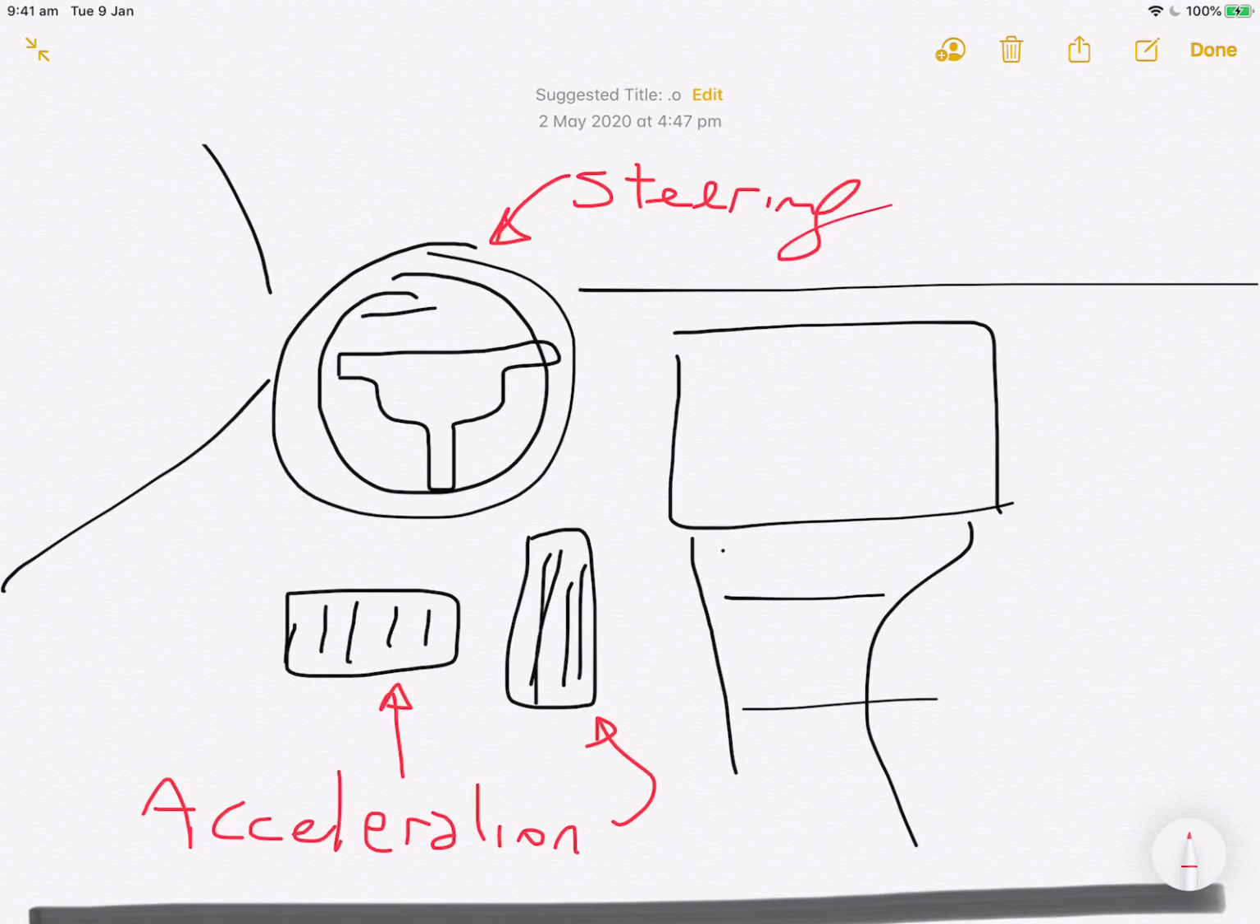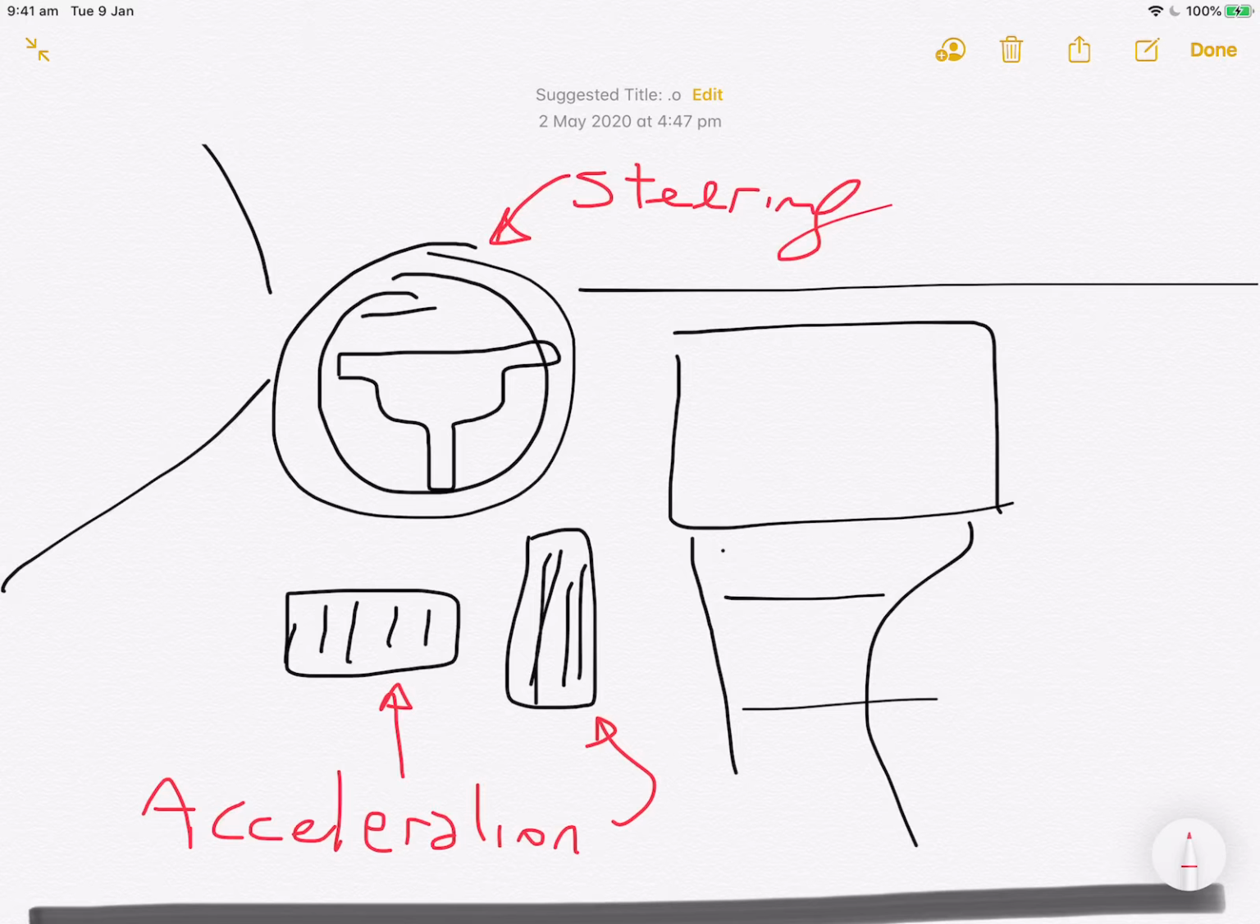Hi guys, I wanted to make a quick video sharing with you my understanding of how the Tesla Autopilot works and what this all rewriting is all about. So first, let's think about how we as humans drive.